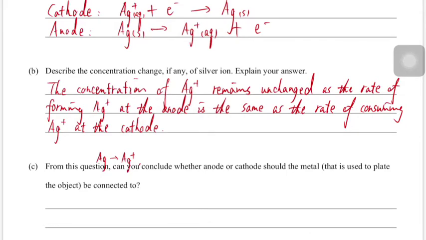So in this reaction, the silver loses electron to become silver ion. So it undergoes oxidation reaction. Okay, so remember, oxidation reaction takes place at the anode. So that's why we put it at the anode, not the cathode. Okay.